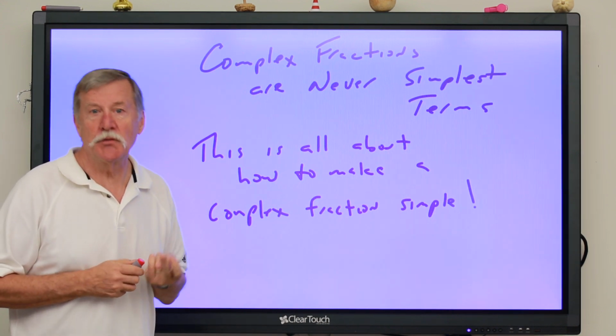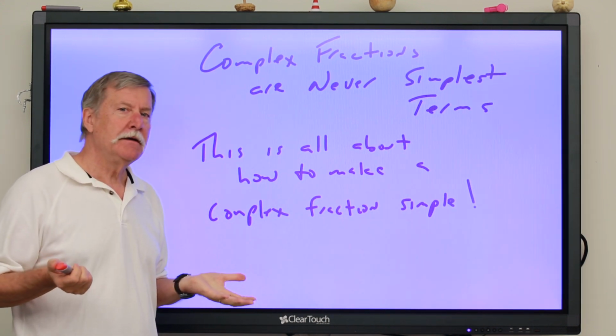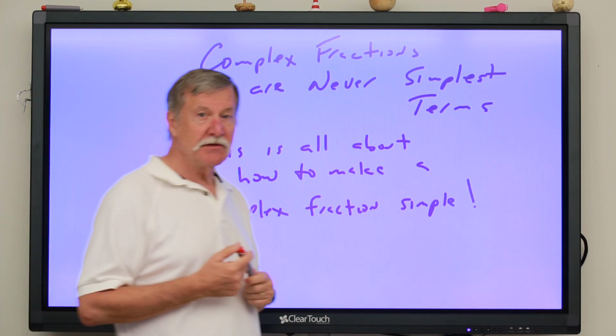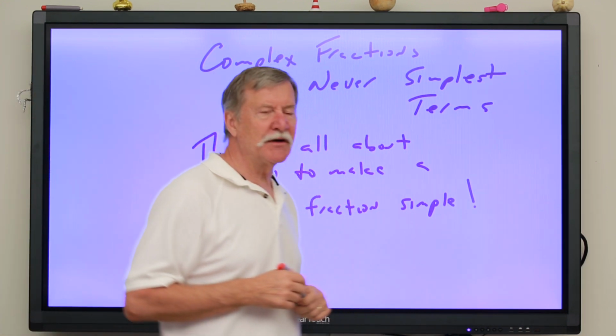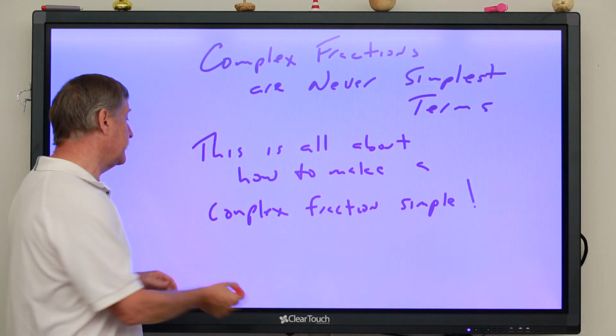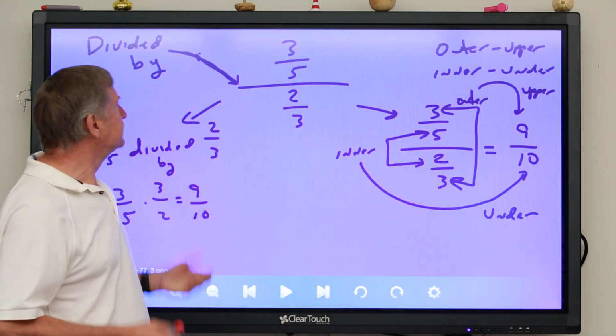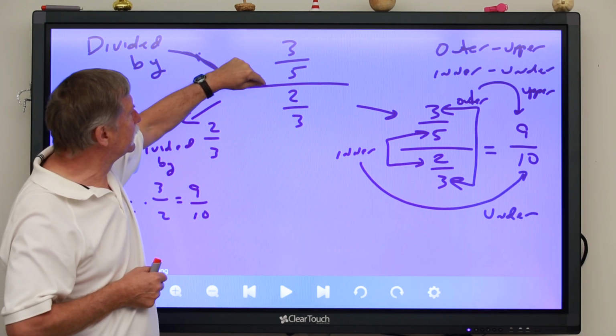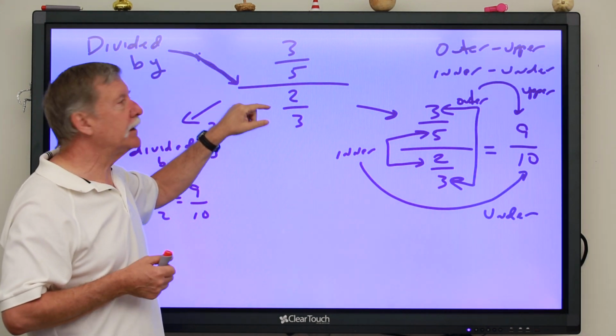And there's basically two ways to do it. There's the book's way, and then there's a way I came up with. And it won't hurt my feelings if you use the book's way, but I think you might find my way might be a little bit simpler. All right? So, here's an example of a complex fraction. 3/5 over 2/3. All right?